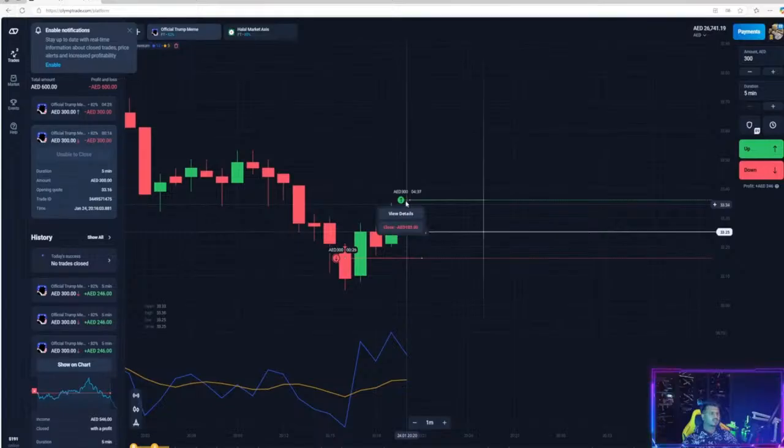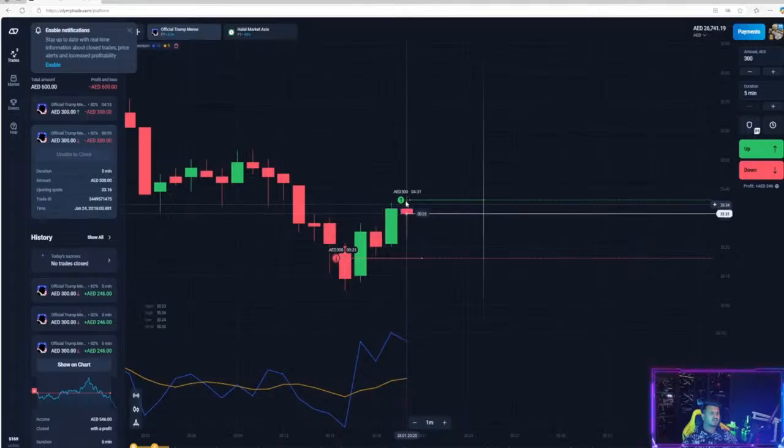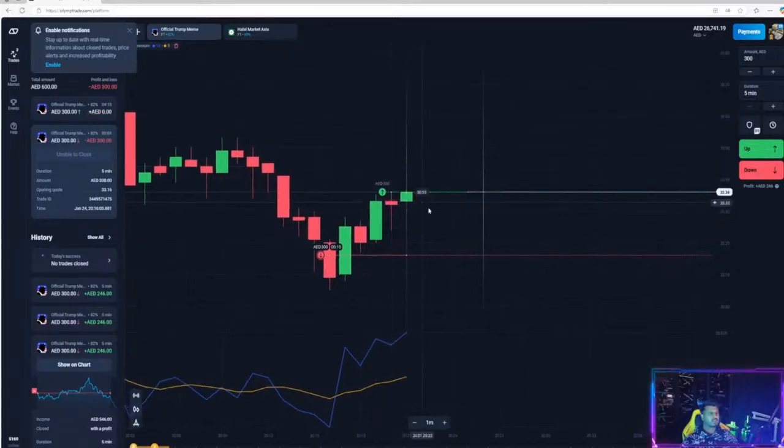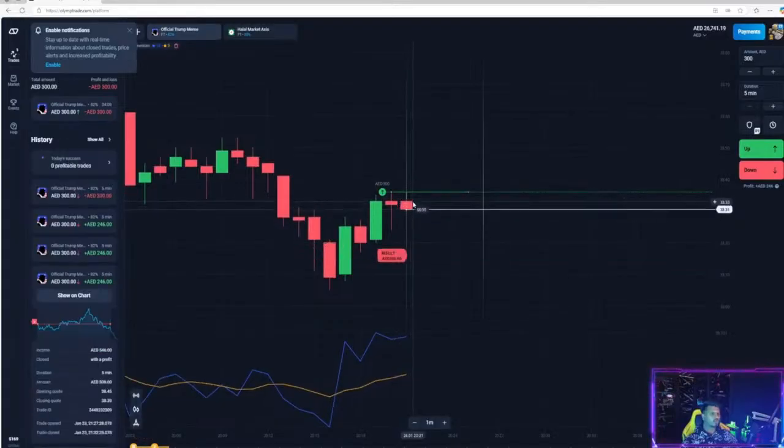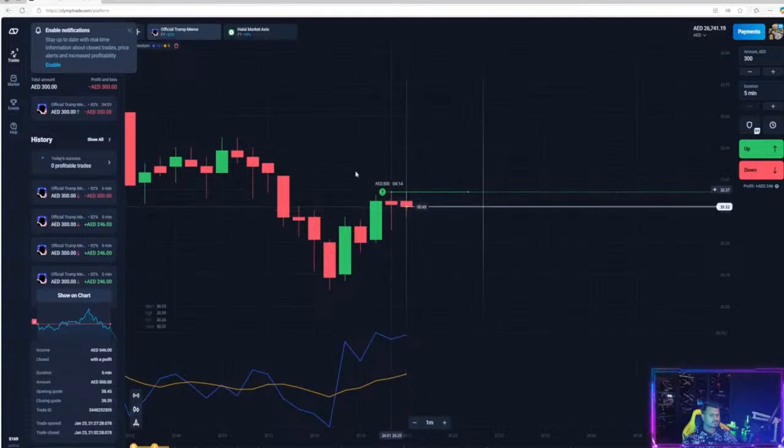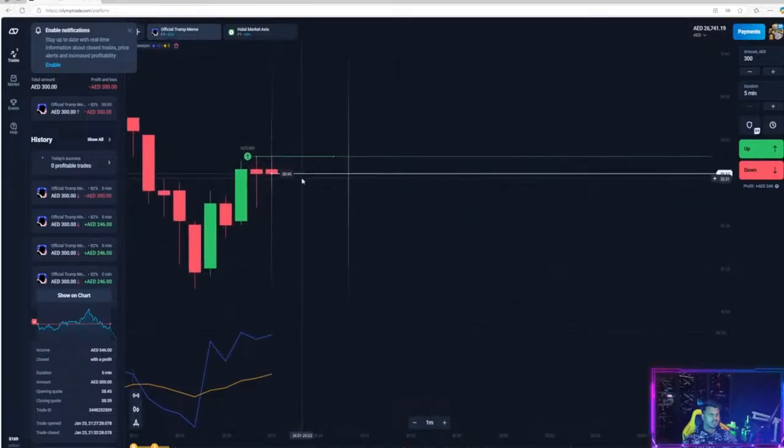If I close this trade now, let me show you how we can close this trade. If I close this trade, I will lose only 120 dirham. So what do you think? Do we have to close, or do we have to stay here? I think we have to stay here because it is now coming in the profitable direction after a movement. Now 50 seconds remaining here.